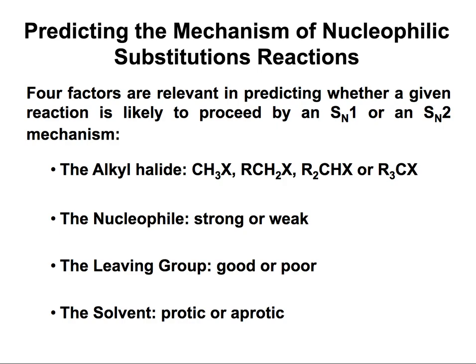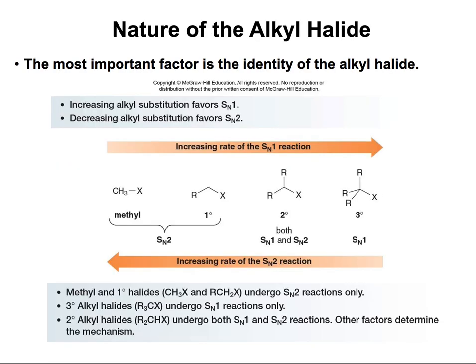So the four elements that we need to look for to be able to tell if a reaction goes via an Sn1 or an Sn2 reaction are the four that you see here. We have the alkyl halide that can be methyl, primary, secondary, or tertiary. We will look for a strong or weak nucleophile, the leaving group that can be a good or a bad leaving group, and the solvent that can be protic or aprotic. So let's look at those elements separately.